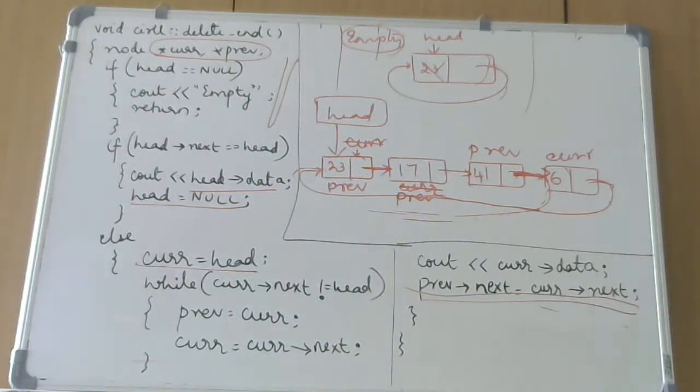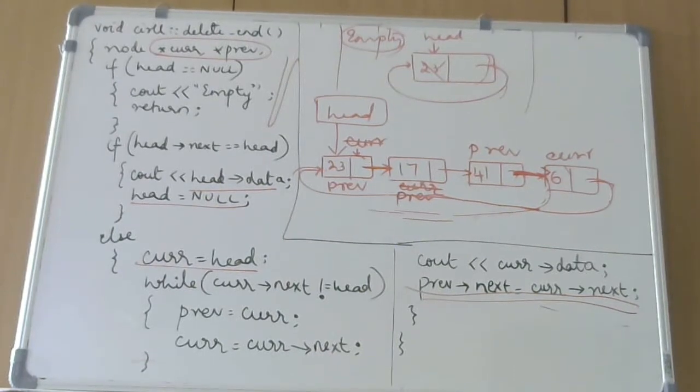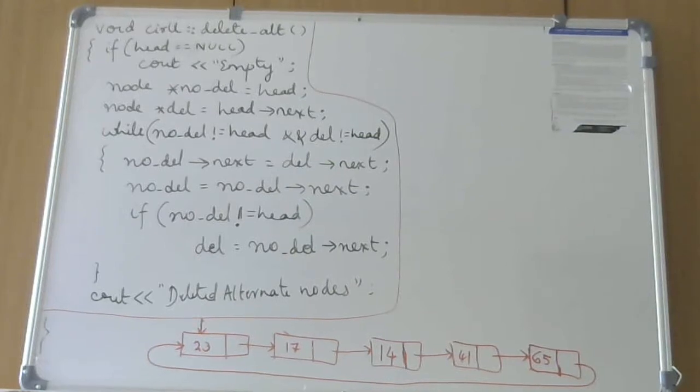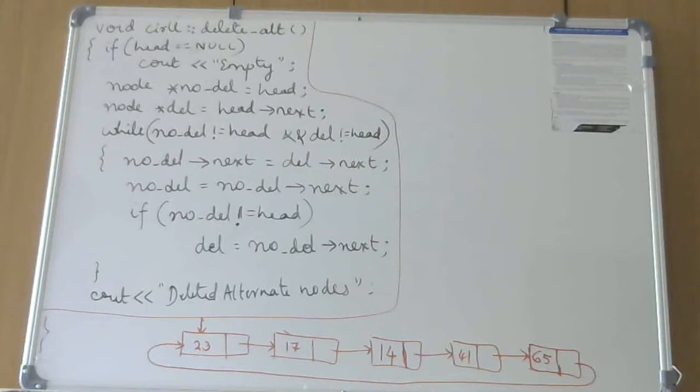Next, we have seen deletion at the beginning, we have seen deletion at the end. Next, we will see how to delete every alternate node. Okay. Now, let us see how we can delete alternate nodes. Okay, this is there as part of your lab cycle as well.